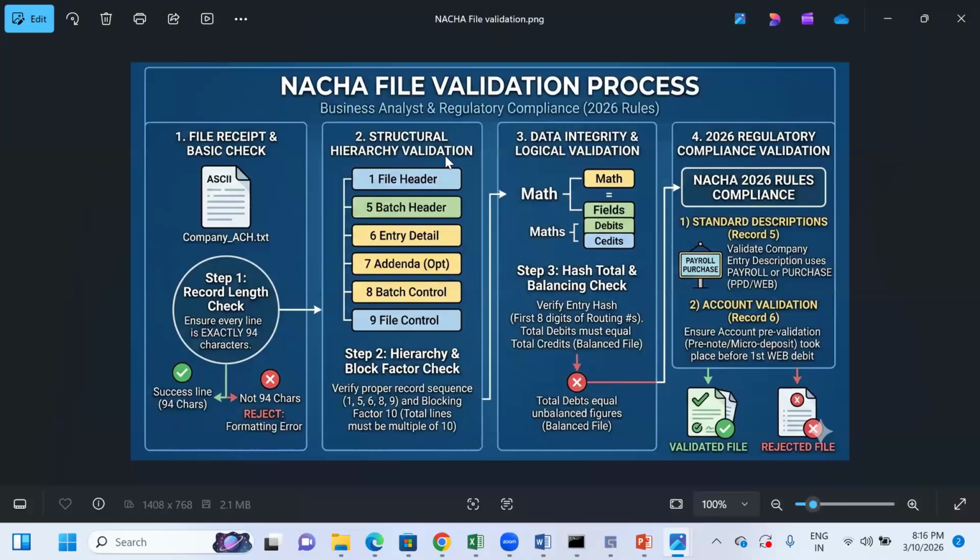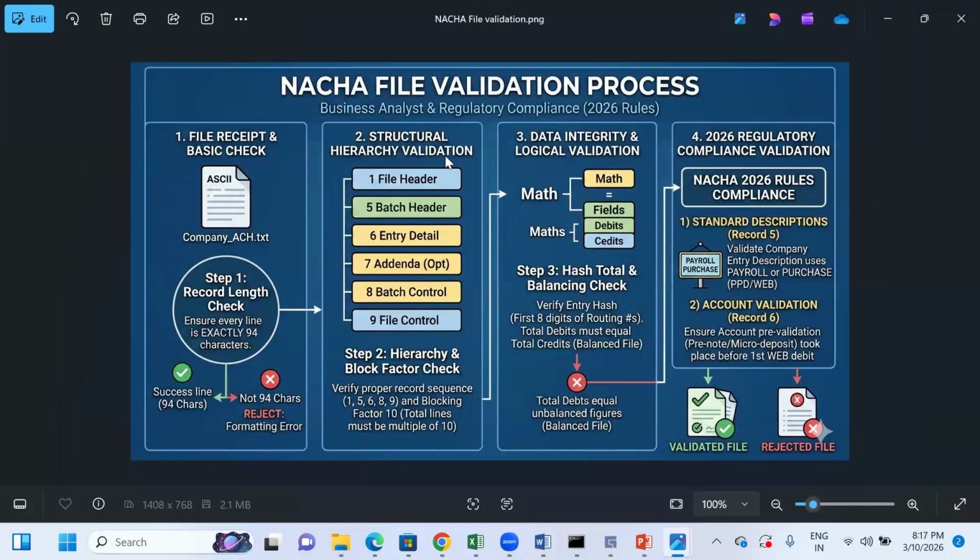Validation rules are as follows. First is record length, which I just told you about. Every record must be 94 characters in length. It should be exactly 94. If the record or file is not 94 characters, the system will automatically reject it and show a formatting error, because we are giving a rule like this. So record length is one rule.